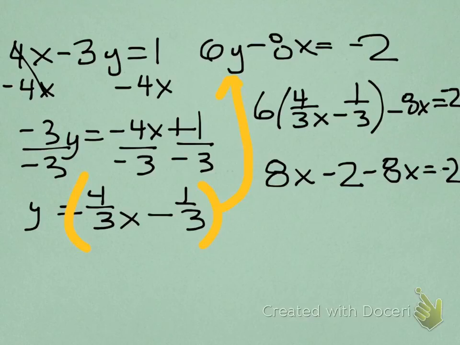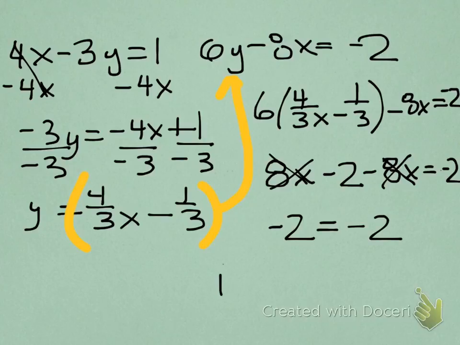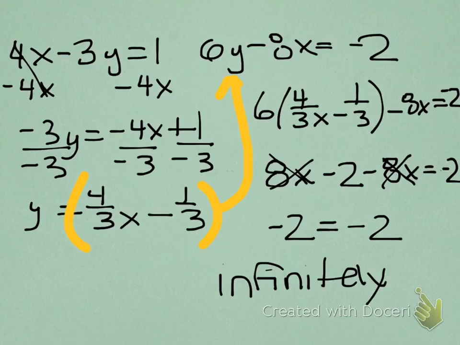So again, notice when I'm going to combine my variables, they cancel each other out. 8x minus 8x is going to be 0. So I'm left with -2 equals -2, which is a true statement. So in this case, I still can stop solving, but my answer is going to be infinitely many solutions instead of no solution.